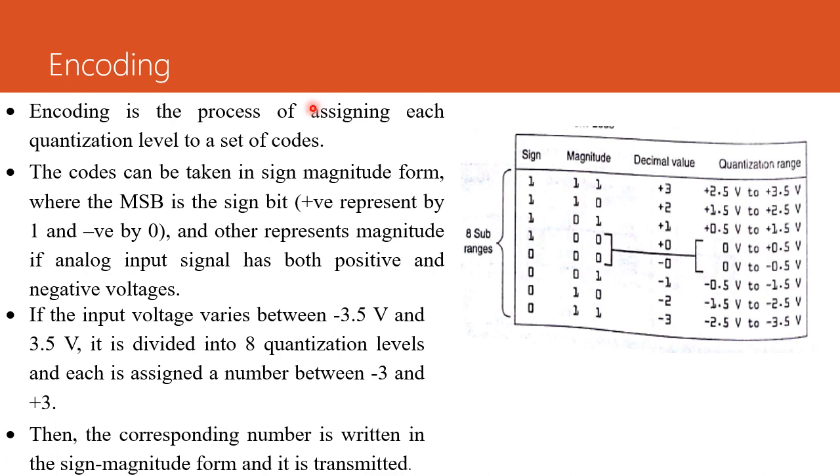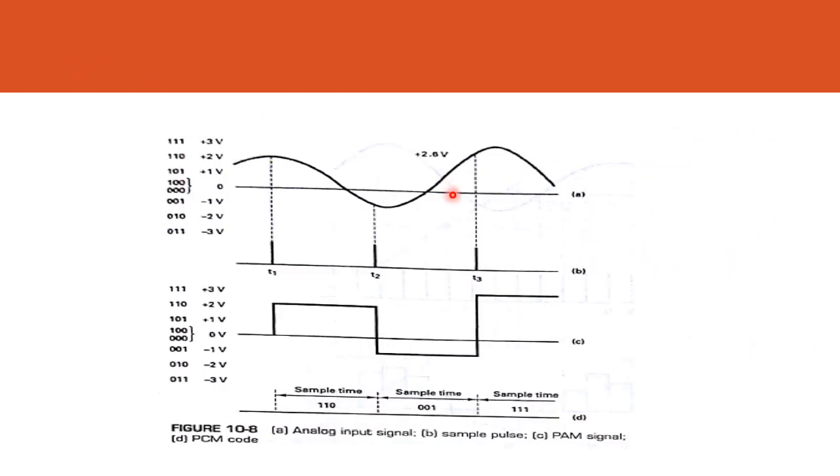So encoding is the process of assigning each quantization level to a set of codes. Here we have the quantization level, and in encoding we are assigning each quantization level to a set of codes. The encoding can be explained with the help of this waveform. Figure A represents the analog input signal and figure B represents the sample pulses, that is at T1, T2 and T3, and figure C represents the PAM signal. And finally at D we have the PCM code, that is 110, 001 and 111.